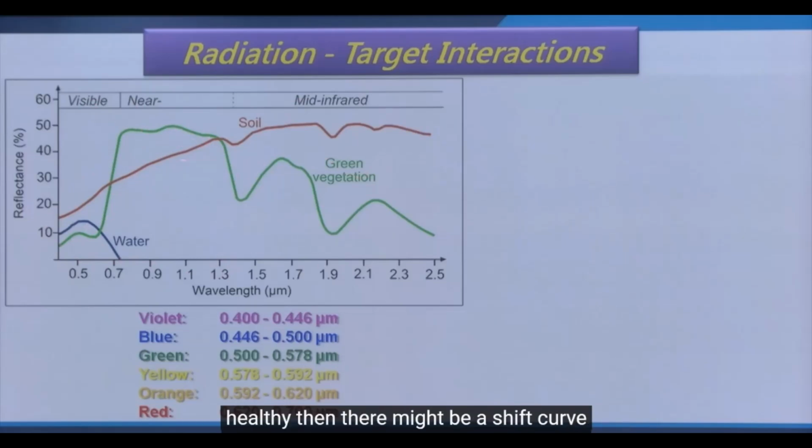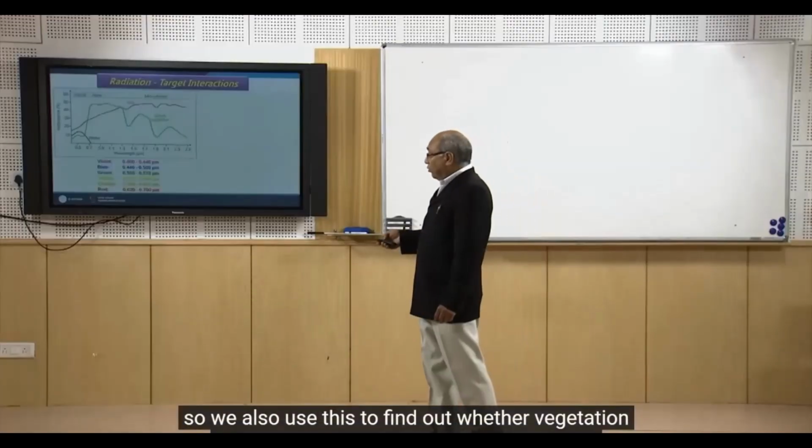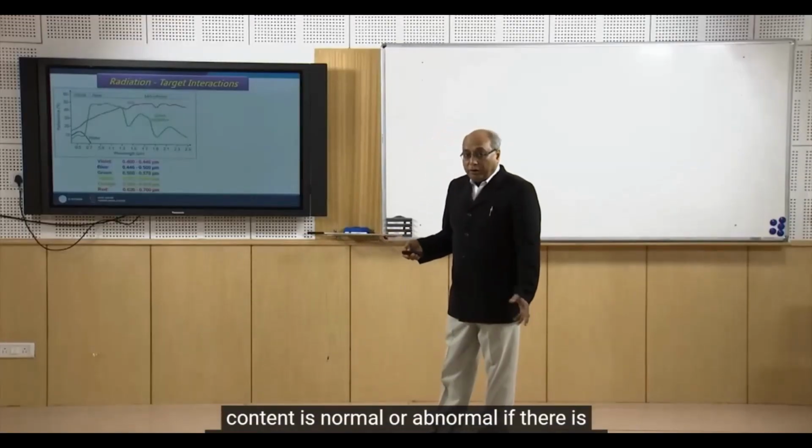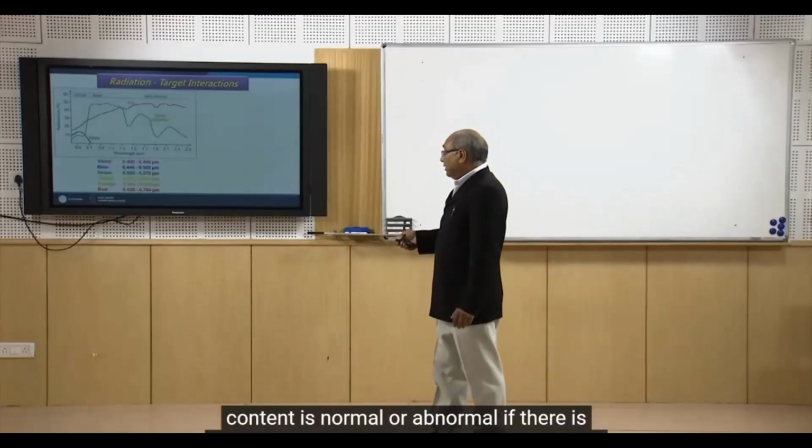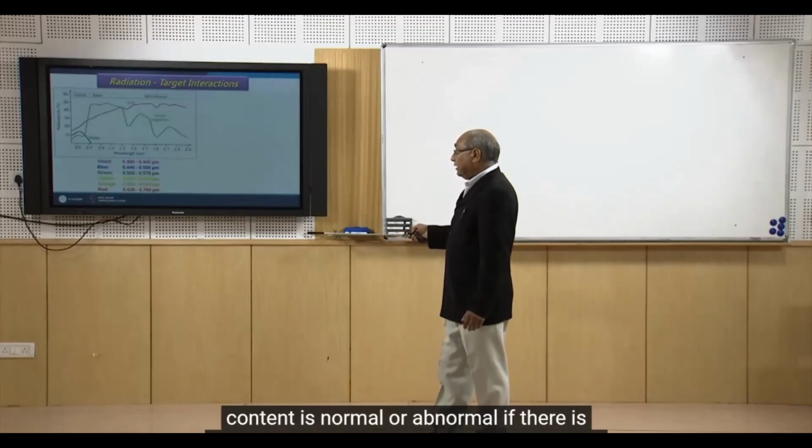If the vegetation is not healthy, then there might be a shift in this curve, and the curve may shift towards the left. So we also use this to find out whether vegetation is healthy, enjoying good health, whether chlorophyll content is normal or abnormal, if there is not high reflection in the near infrared.